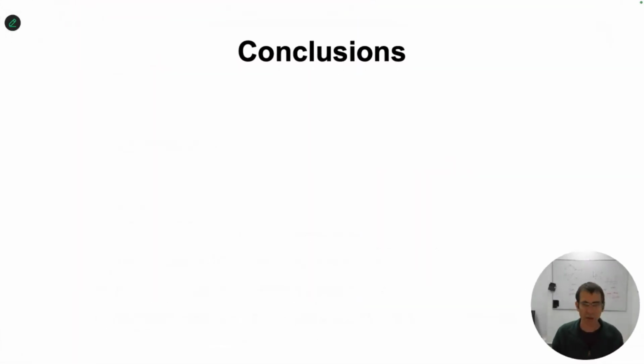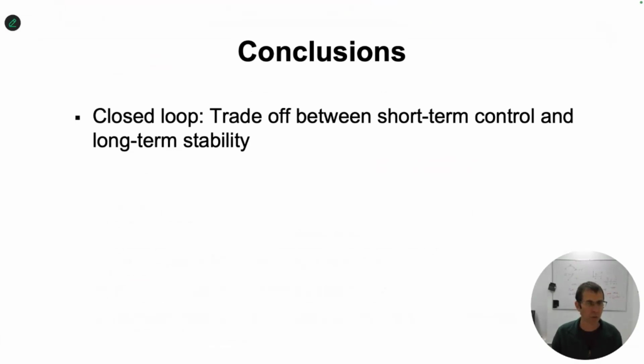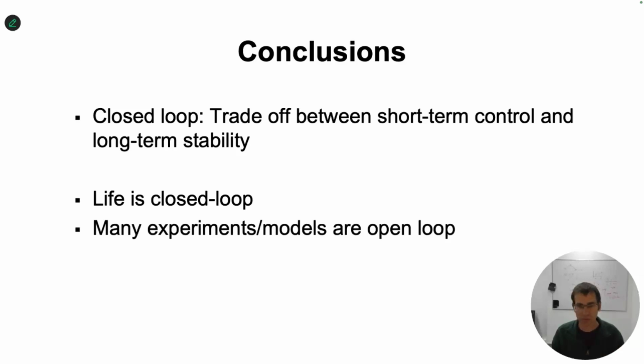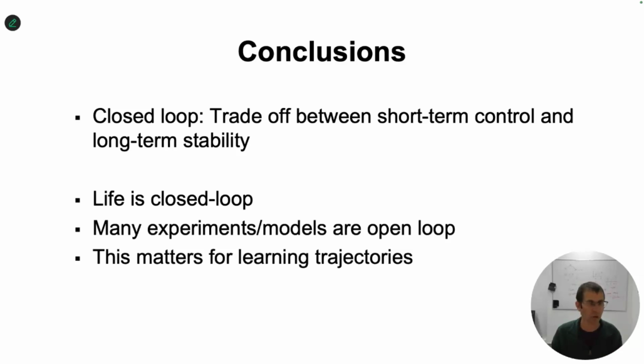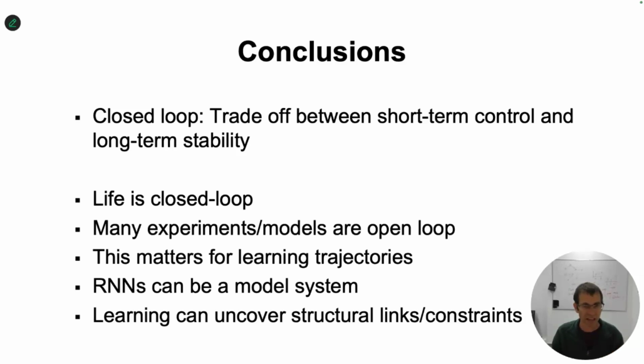Okay, so what did we have today? We saw that closed loop gives you a trade-off between short-term control and long-term stability. Life is closed loop, but many experiments and models are open loop, and this matters for learning trajectories. RNNs can be a model system to capture this closed loop behavior, and learning can uncover structural links and constraints between the parameter space and the effective overlap or behavior space.